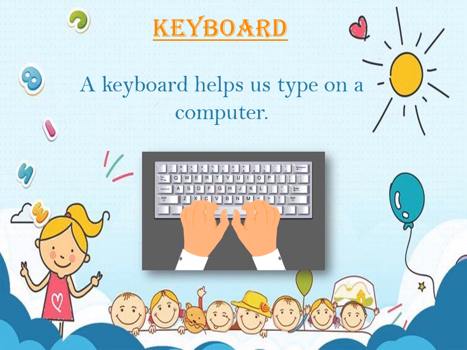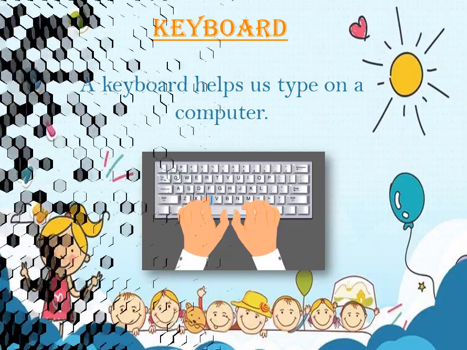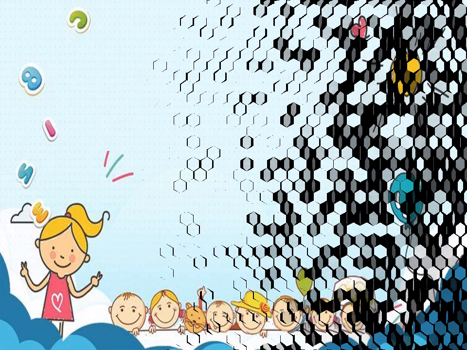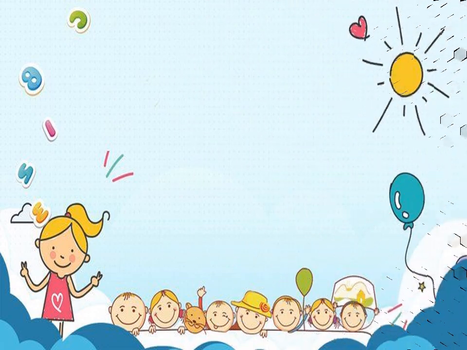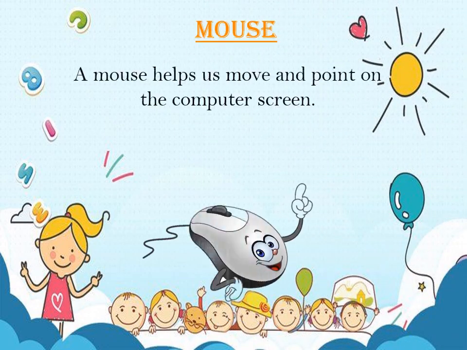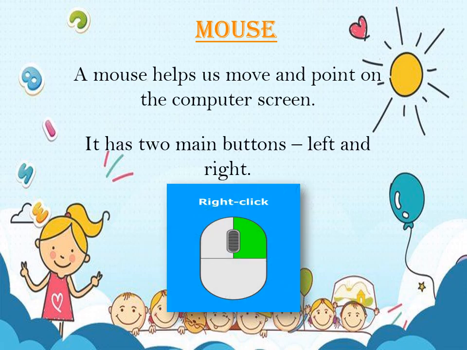A keyboard helps us type on a computer. A mouse helps us move and point on the computer screen. It has two main buttons, left and right.